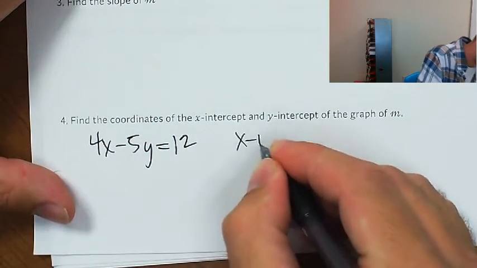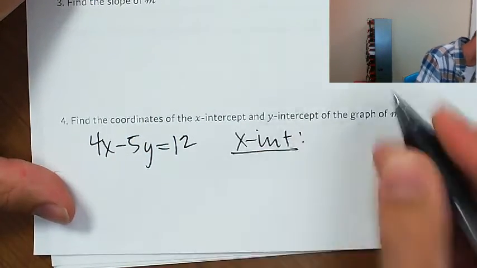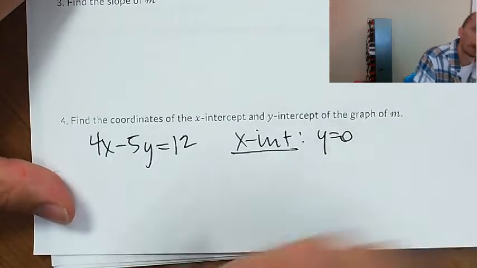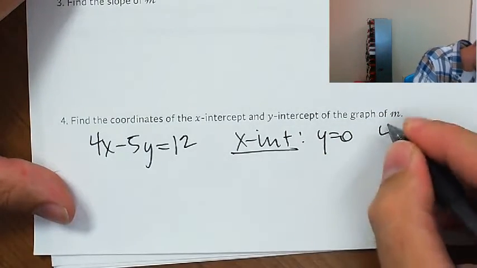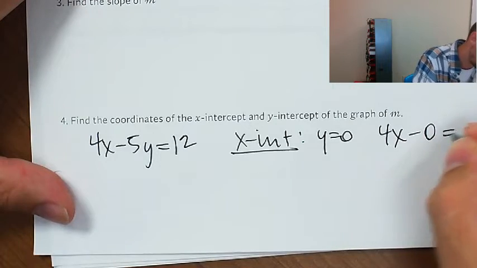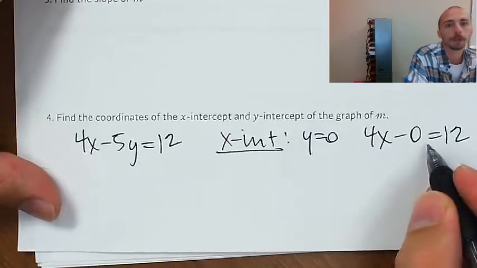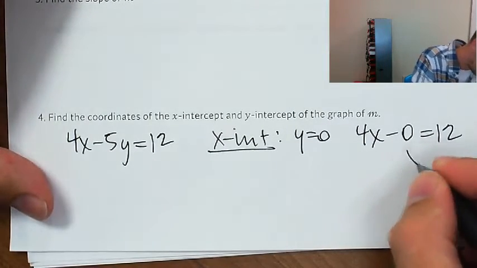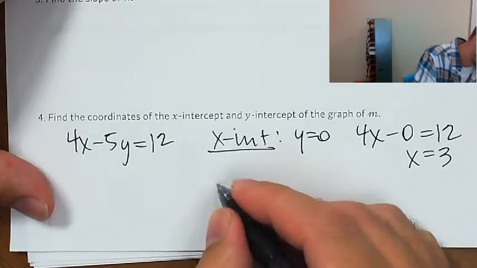Okay. For the x-intercept, I'm going to say that's where y equals 0, and I can plug in on that. 4x minus 5 times 0, well, that's minus 0 equals 12. 4x equals 12, that means x has to equal 3. That's when we can solve with our eyes.